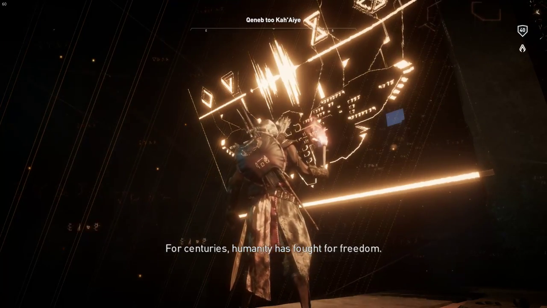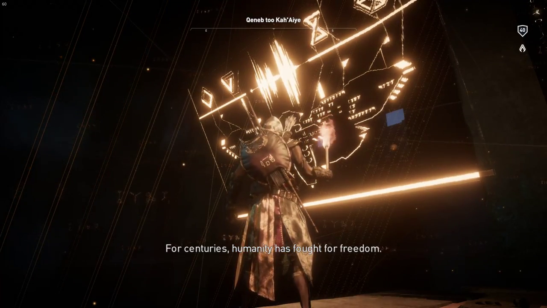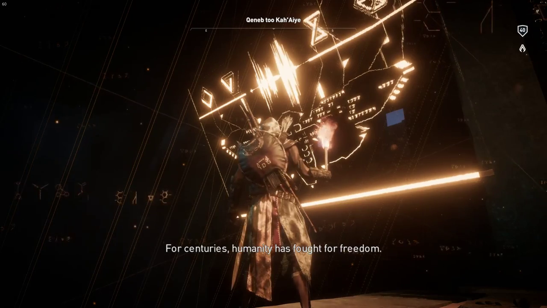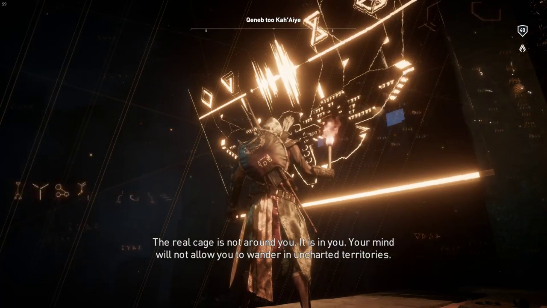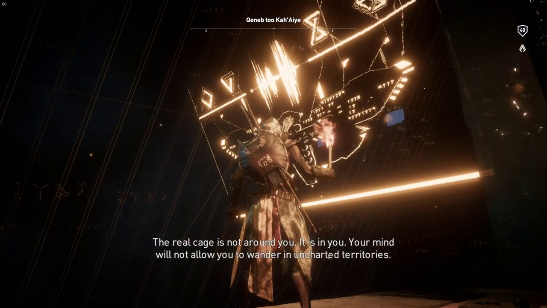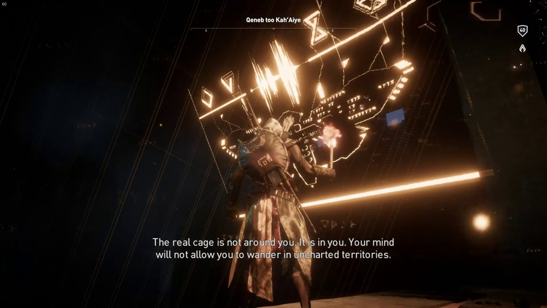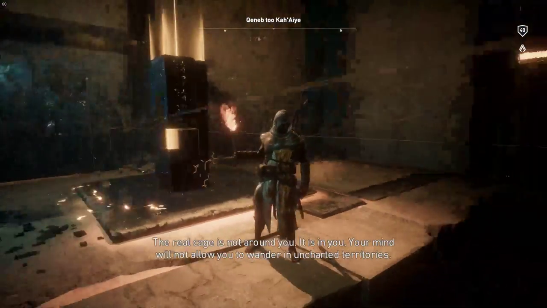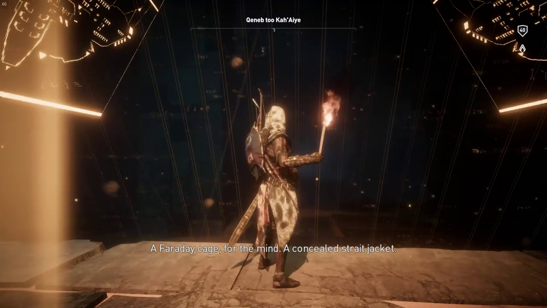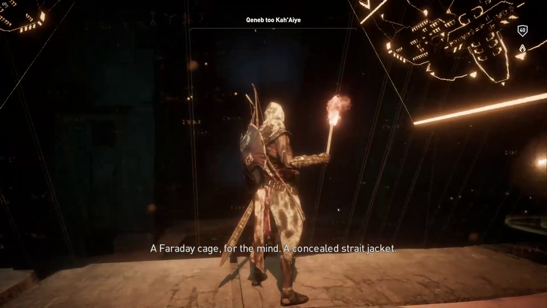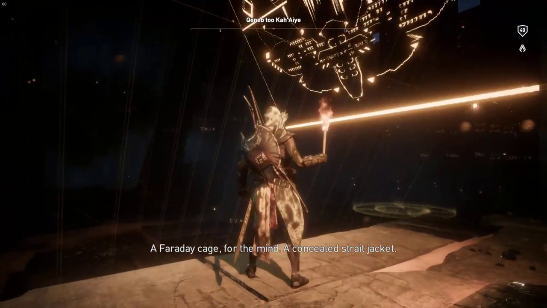For centuries, humanity has fought for freedom. The real cage is not around you, it is in you. Your mind will not allow you to wander in uncharted territories. A Faraday cage for the mind. A concealed straitjacket.